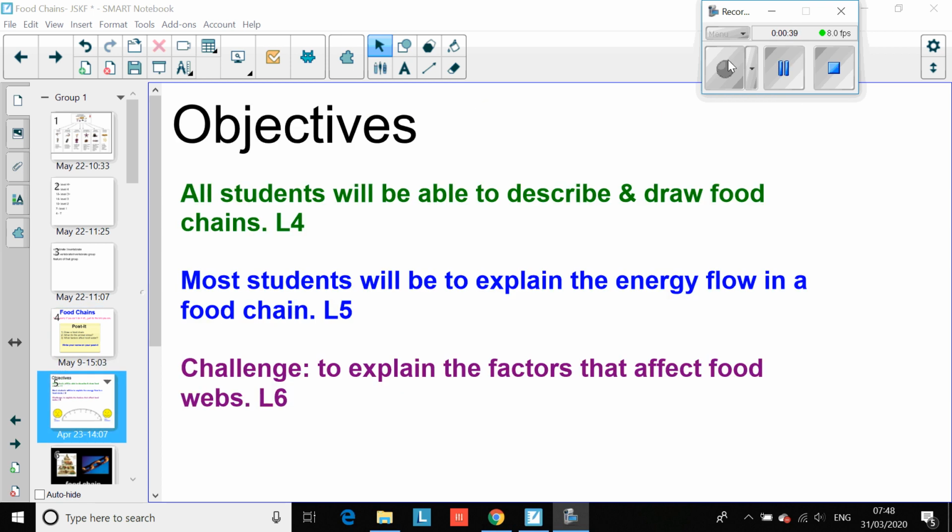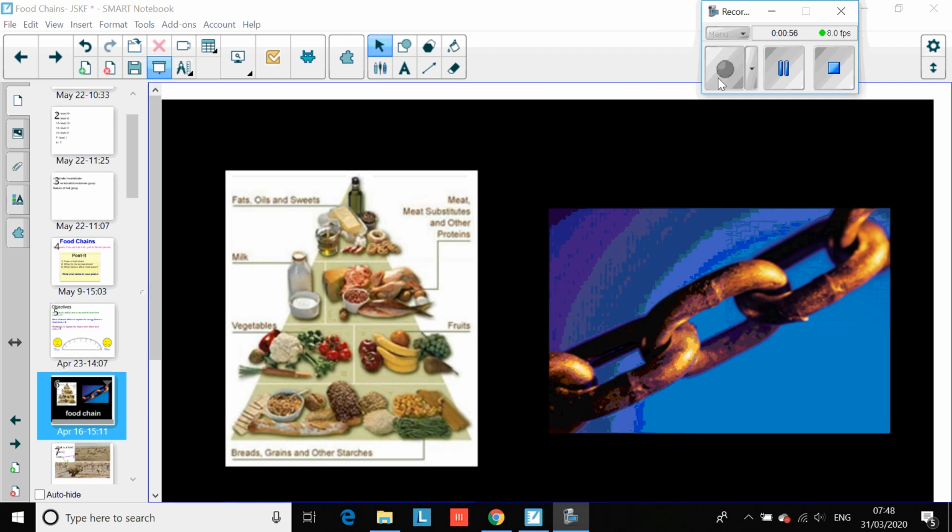Okay, so today what we're going to be doing is all of you should be able to describe and draw food chains. Most of you will be able to explain how the energy flows in a food chain, and then some of you explain what factors affect food webs. Okay, so to begin with, what is a food chain?